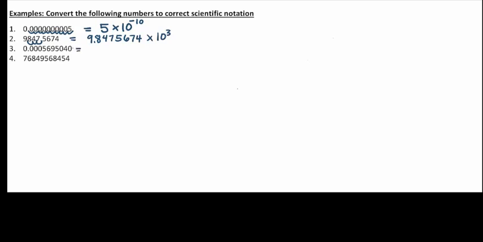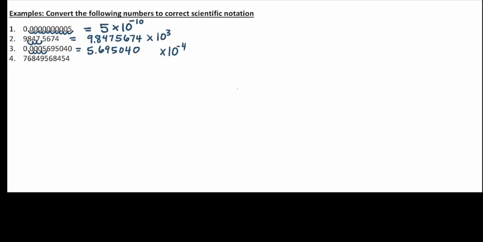This next number, I need to move my decimal place 1, 2, 3, 4. So my exponential is going to be 10 to the minus 4. I went to the right 4 places. So it would be 5.695040 times 10 to the minus 4.